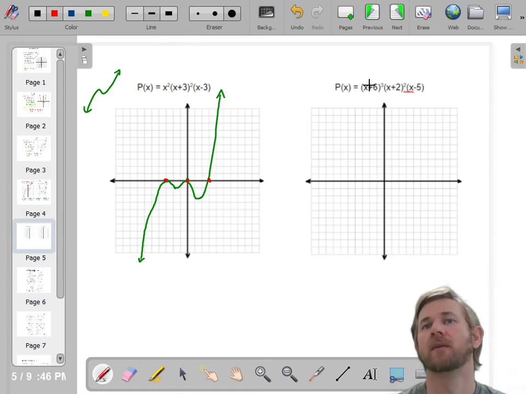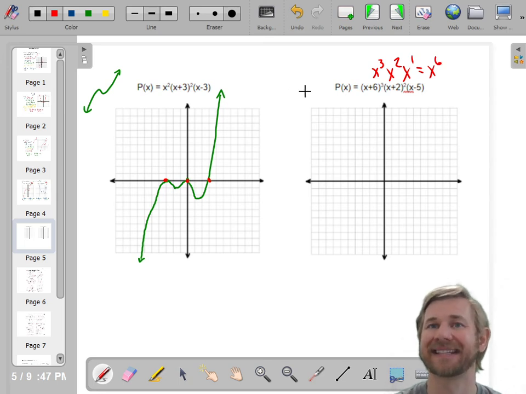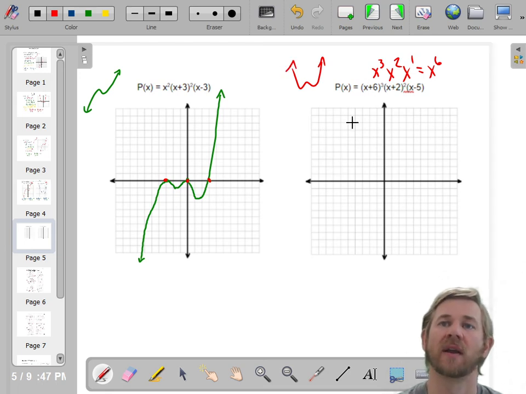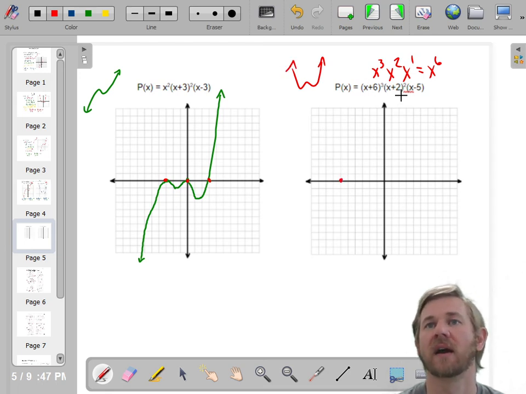One more. Let's find the degree. This is an x cubed, an x squared, and an x. So 3, 4, 5, 6, that's x to the 6th. So this is degree 6, and it's positive, so it's going to be another W. So let's find my zeros. I have 1 at -6, that's right here. I have 1 at -2, that's right here. And I have 1 at +5, that's right there.